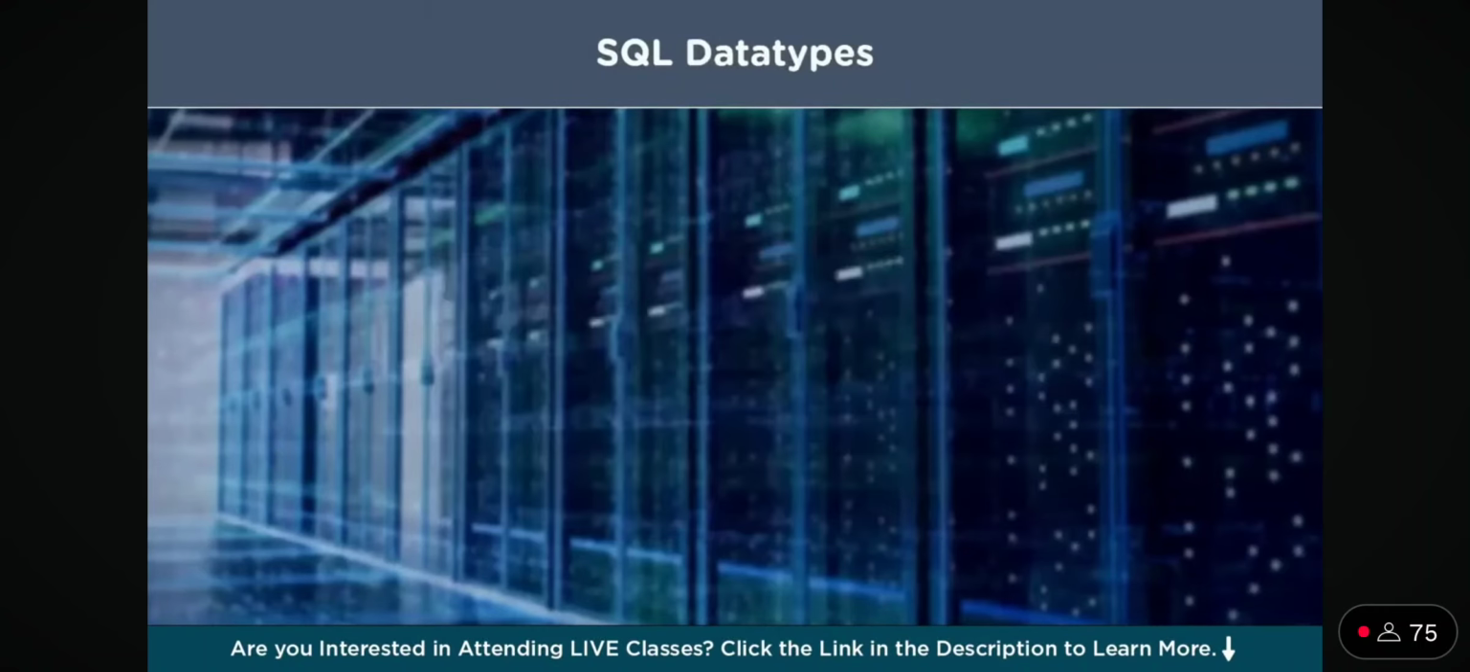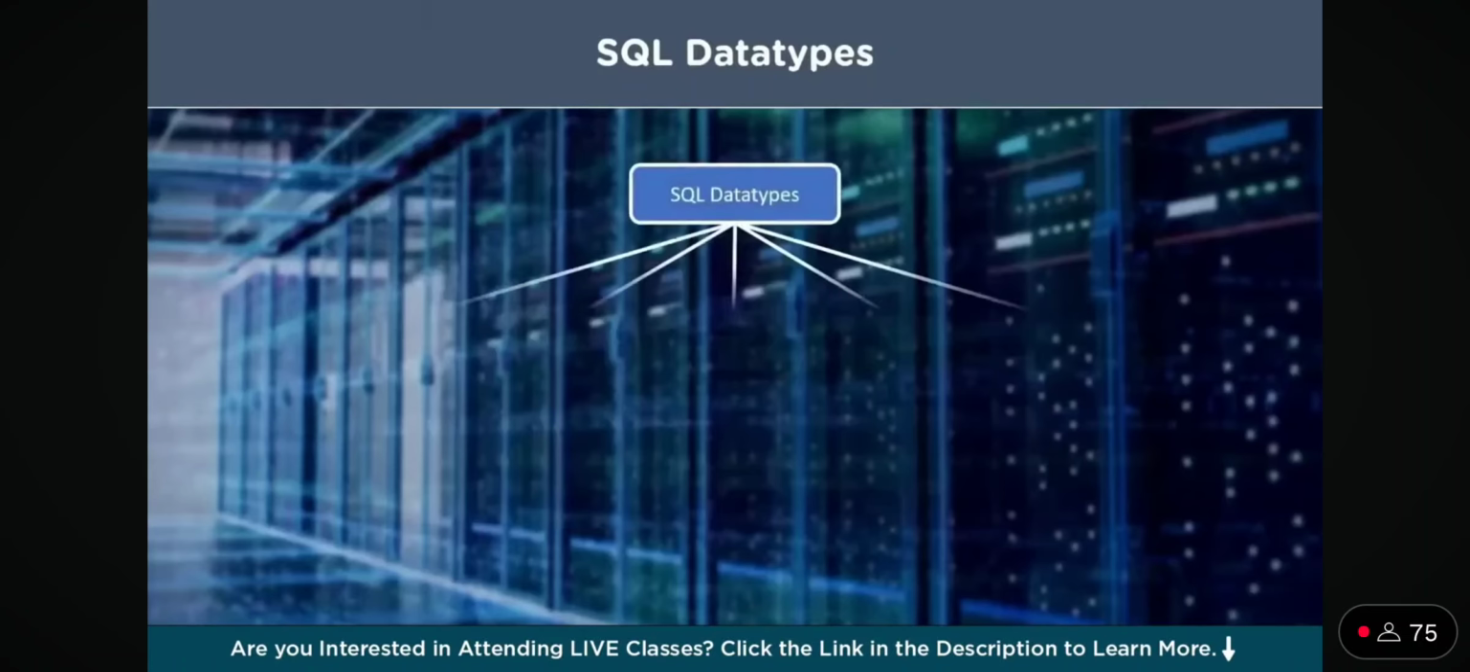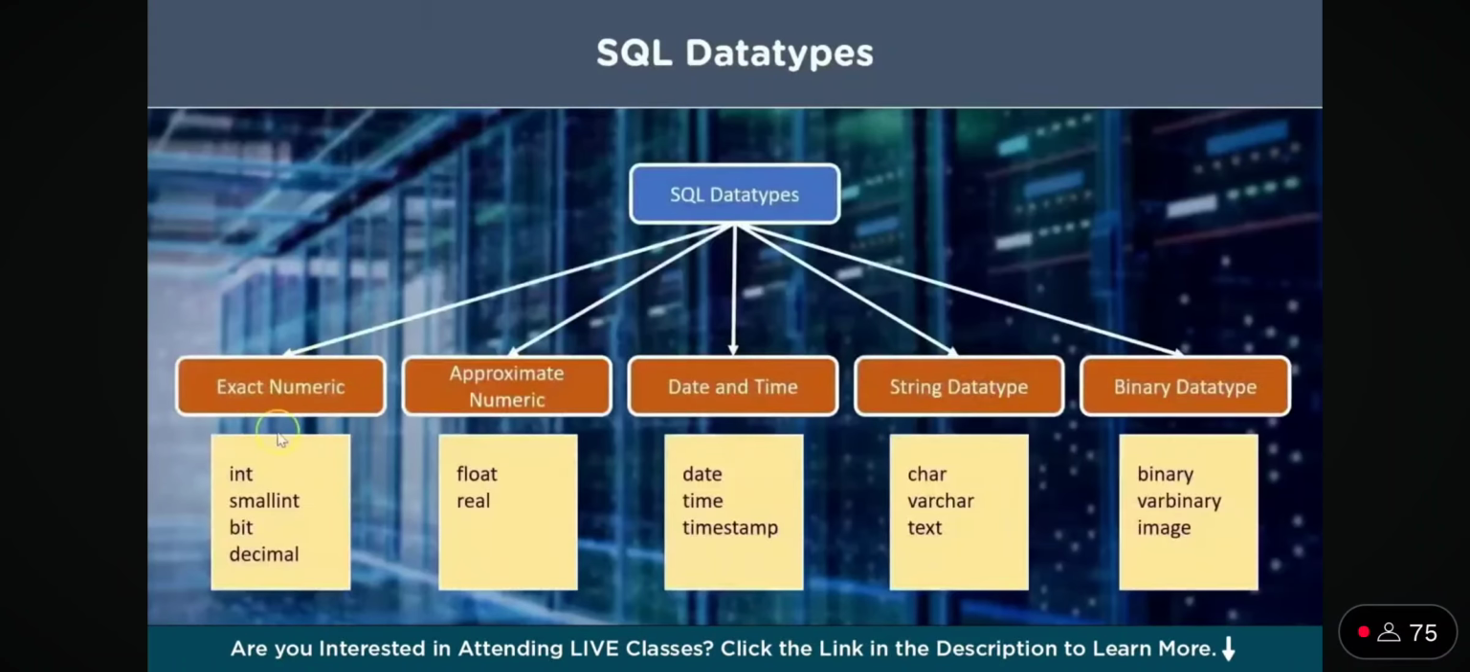Now talking about the various data types in SQL. So we have exact numeric, which has integer, small int, bit, and decimal. Then we have approximate numeric, which are float and real. Then we have some date and time data types such as date, time, timestamp, and others. Then we have string data types, which include char, varchar, and text. Finally, we have binary data types, and binary data types have binary, varbinary, and image.